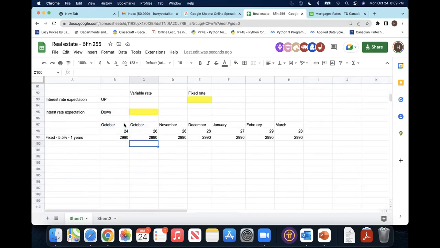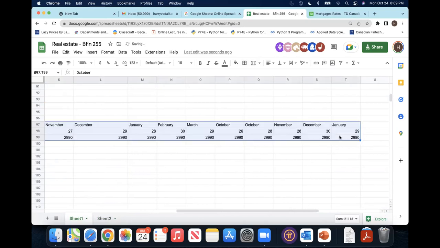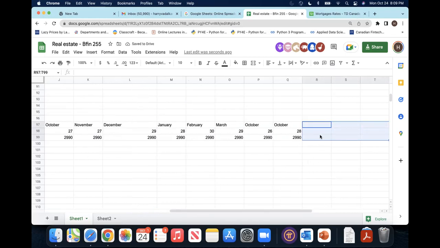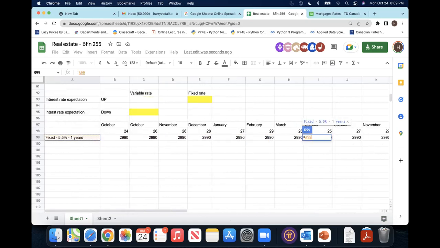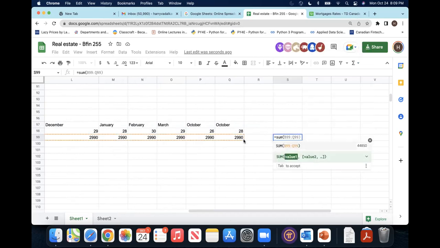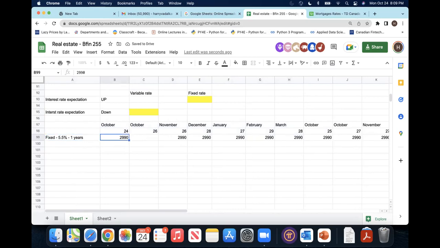Okay, so we are taking a 1 year fixed rate. So October to October, 1 year fixed rate, no matter what happens, you are going to make total payments of 44,850. Okay, fixed 1 year mortgage, 5.5% you got.